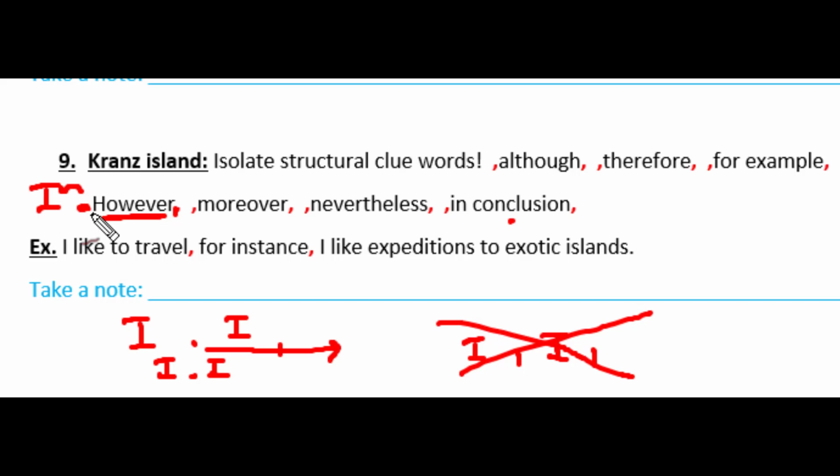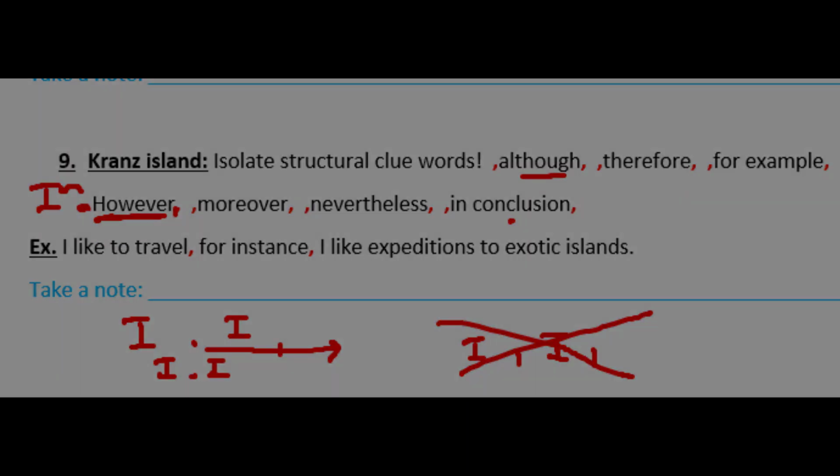Remember, if you have the option of putting a period and then a comma on one of these words, that would be the better choice if there are two independent clauses on each side. Kids, Cranes Island isolates structural clue words away from the other clauses by simply throwing them between two commas. On rare occasions you may see this example here. So if you see two options of the same word, a period and a comma, double check. Cranes Island.